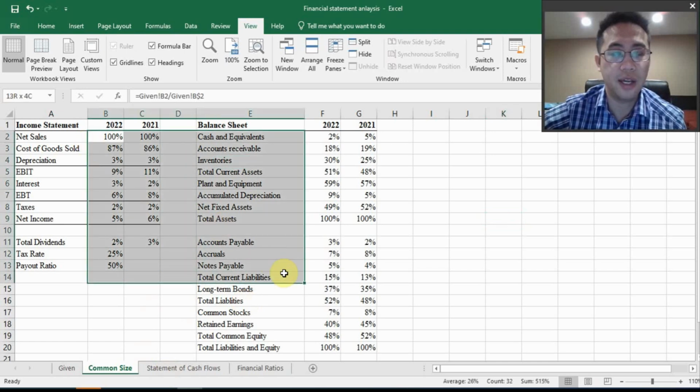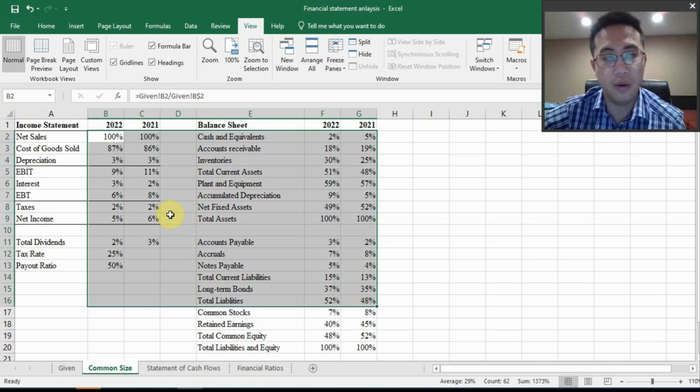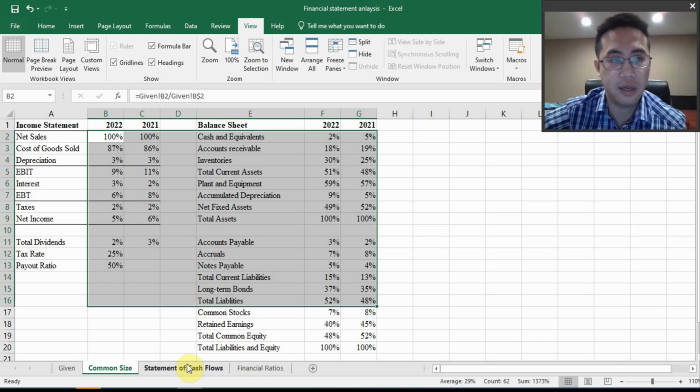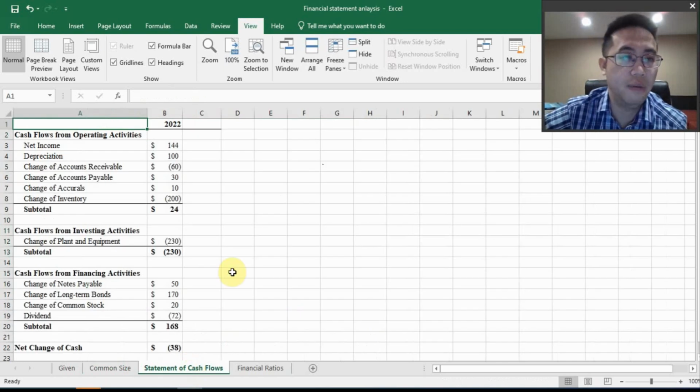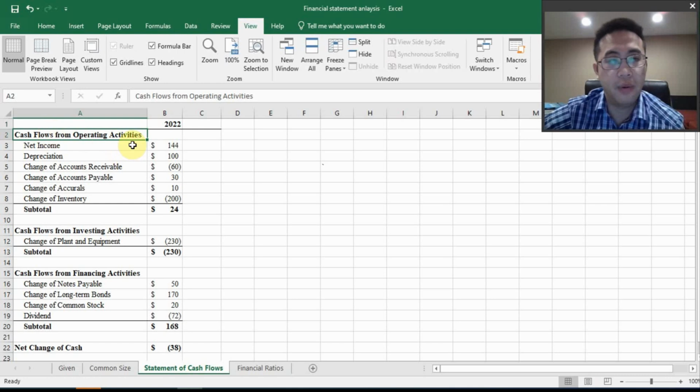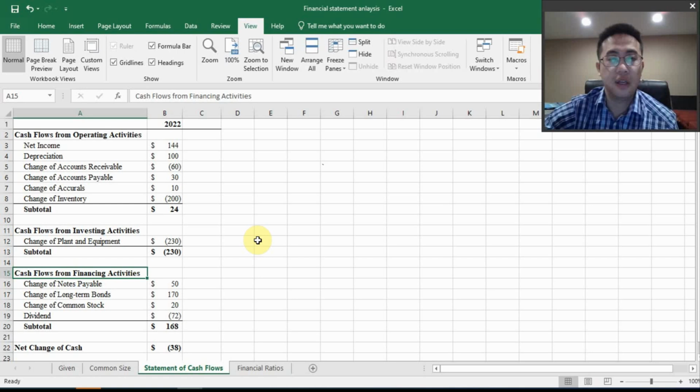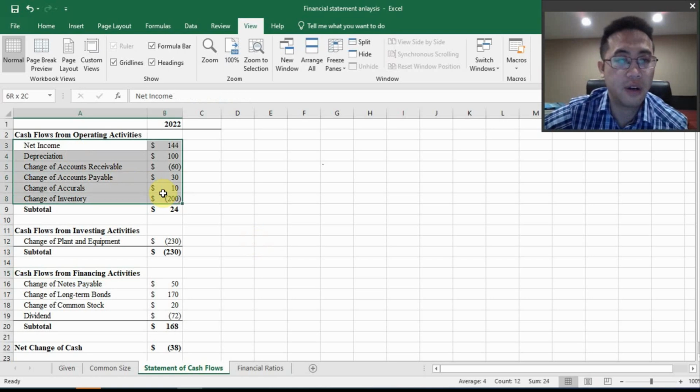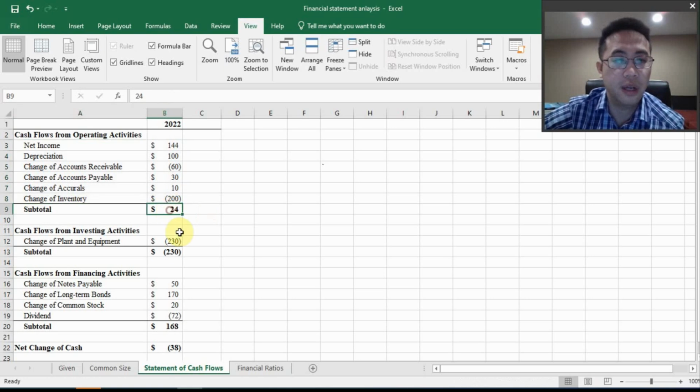After the common size financial statements, when everything is placed in percentage, we're going to move to our next subject, which is the creation of the statement of cash flows. As you can see right here, you have cash flows from operating activities, cash flows from investing activities, and from financing activities. And they all include several items underneath. And you're going to calculate the subtotal for all of them and then sum them up.